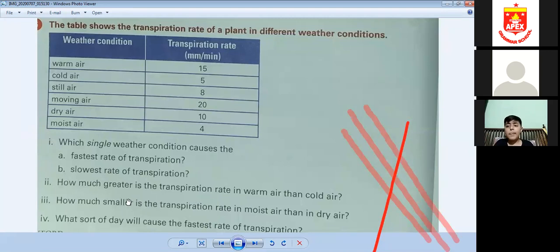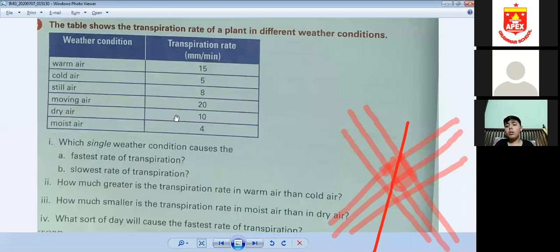Now come to question number 3. How much smaller is the transpiration rate in moist air than in dry air? Now you have to tell the lesser amount. First we will see the moist air and the dry air. The rate of dry air is 10 mm per minute, and the rate of moist air is 4 mm per minute.